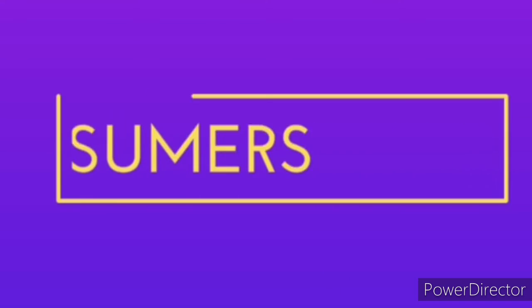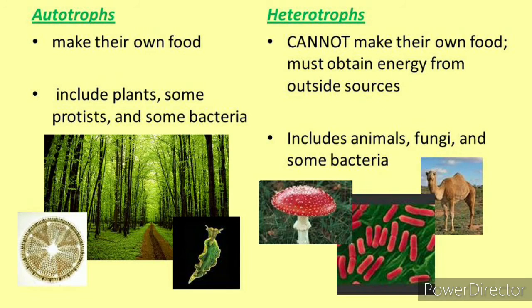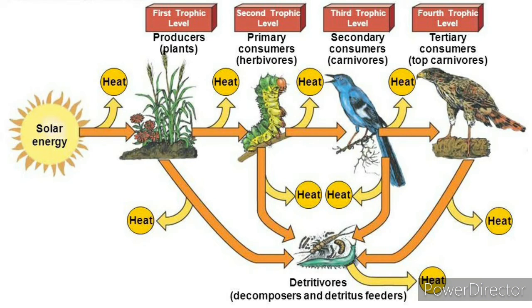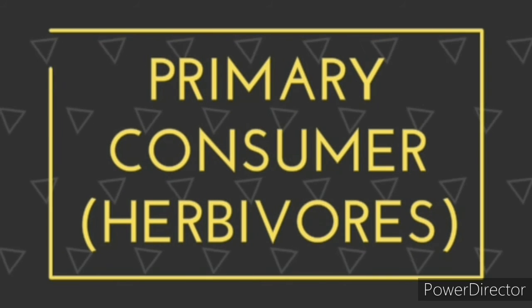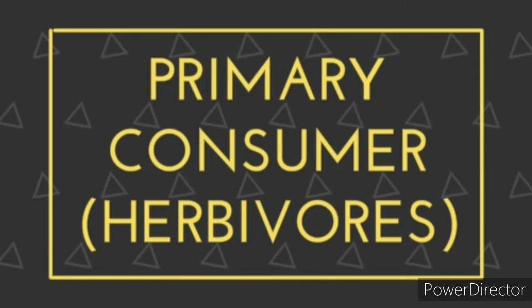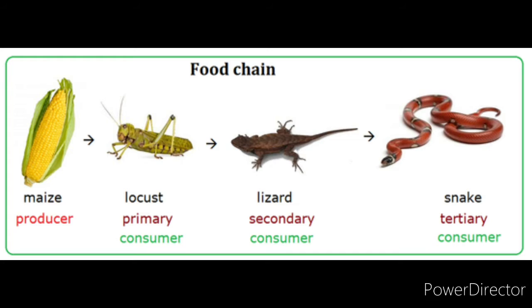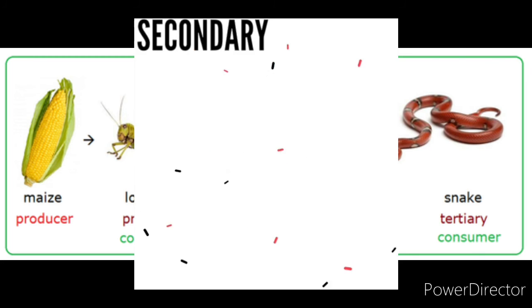All heterotrophs are directly or indirectly dependent on plants for food, and hence they are all called consumers. Depending on their position in the food chain, they can be primary, secondary, tertiary, or quaternary consumers. Third one is primary consumers or herbivores, the organisms that are directly dependent on the producers. You can see in this image, grasshopper is a primary consumer.